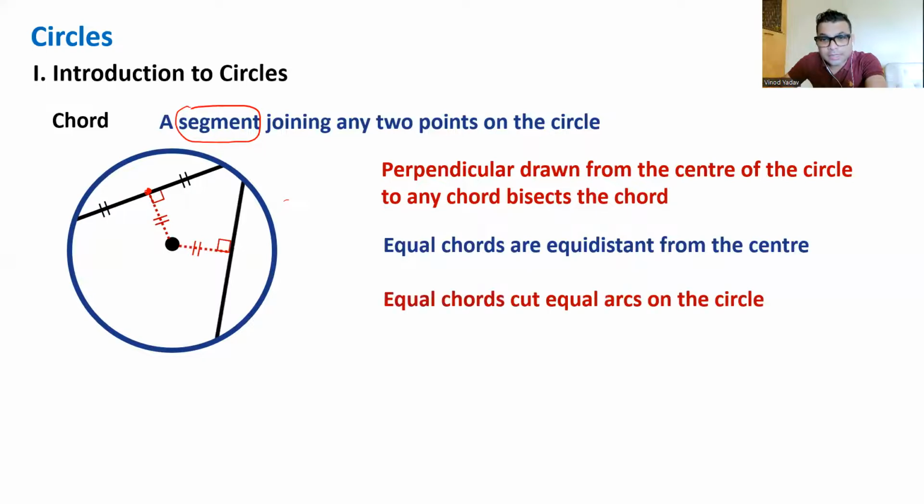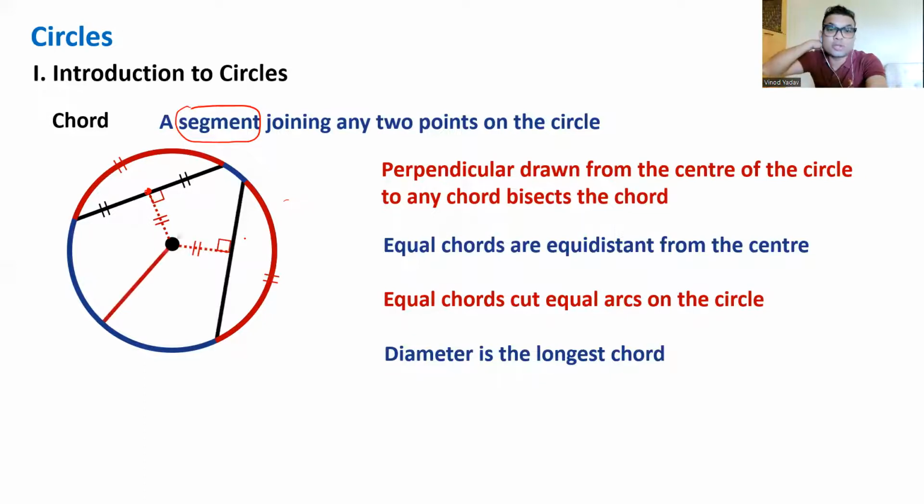Next, equal chords cut off equal arcs. See this red portion. An arc is the part of the boundary, part of the circumference. So if the chords are equal, the arcs they cut off will also be equal. Next is the diameter. It is a segment joining any two points on the circle, satisfying the chord definition, but at the same time it passes through the center, because of which it becomes the longest chord.